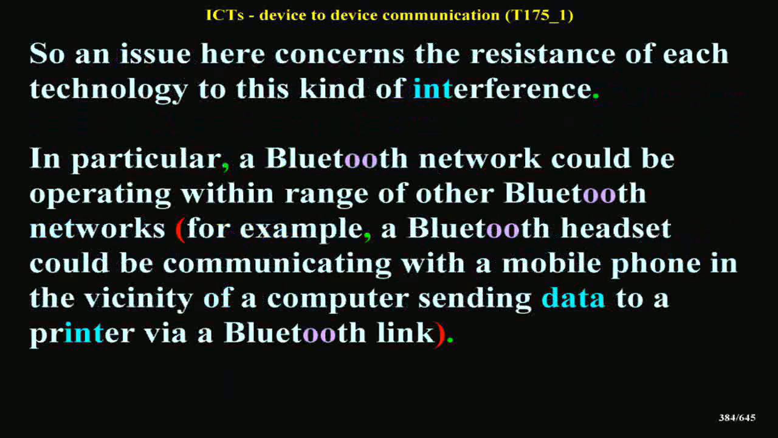In particular, a Bluetooth network could be operating within range of other Bluetooth networks. For example, a Bluetooth headset could be communicating with a mobile phone in the vicinity of a computer sending data to a printer via a Bluetooth link.